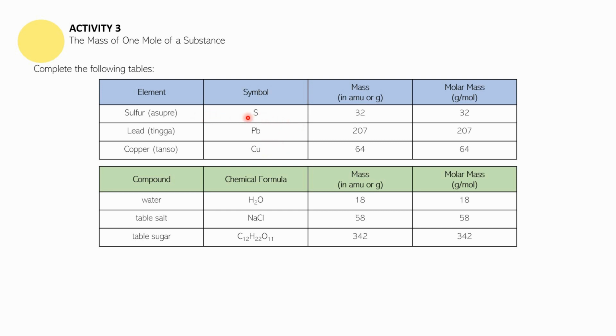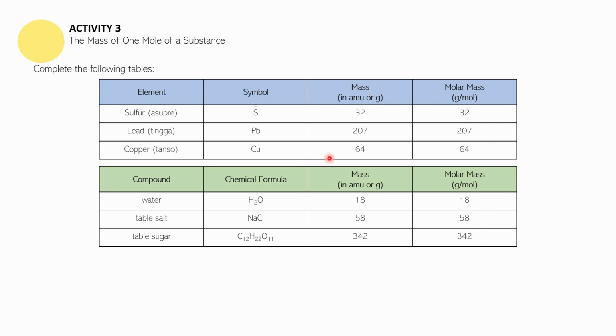For sulfur, lead, and copper, we have S, Pb, and Cu, respectively. Their masses are the following: 32, 207, 64, reported to the nearest ones, respectively. And then their molar masses are the same digits: 32, 207, and 64. For the compounds, you have the following masses: 18, 58, and 342, reported to the nearest ones, for water, table salt, and sugar. Their molar masses have the same numbers: 18, 58, and 342, respectively.